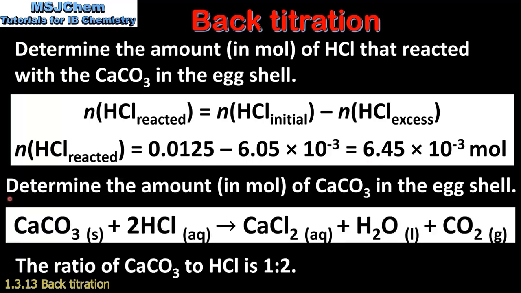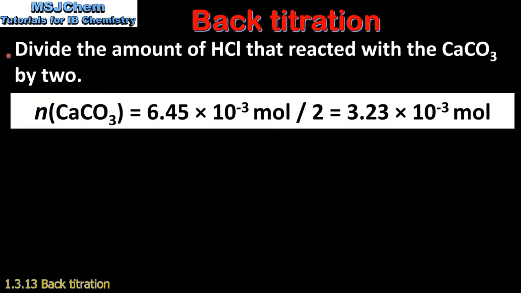Next, we'll determine the amount in moles of calcium carbonate in the eggshell. Here we can see the balanced chemical equation between calcium carbonate and hydrochloric acid. As we can see, the molar ratio of calcium carbonate to hydrochloric acid is 1:2. So next, we divide the amount of hydrochloric acid that reacted with the calcium carbonate by 2. This is because of the 1:2 molar ratio of calcium carbonate to hydrochloric acid. So the amount of hydrochloric acid that reacted with the calcium carbonate is 6.45 times 10 to the negative 3, which we then divide by 2, which gives us 3.23 times 10 to the negative 3 moles.